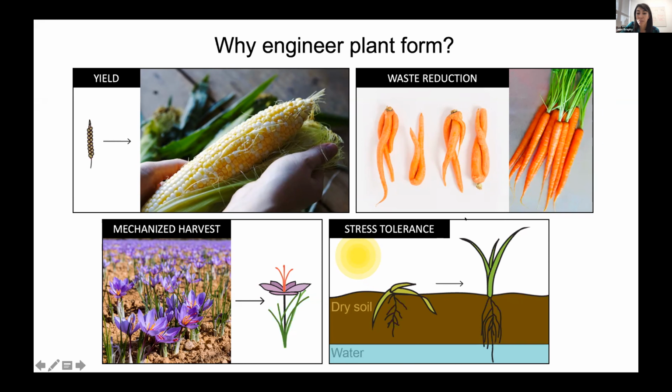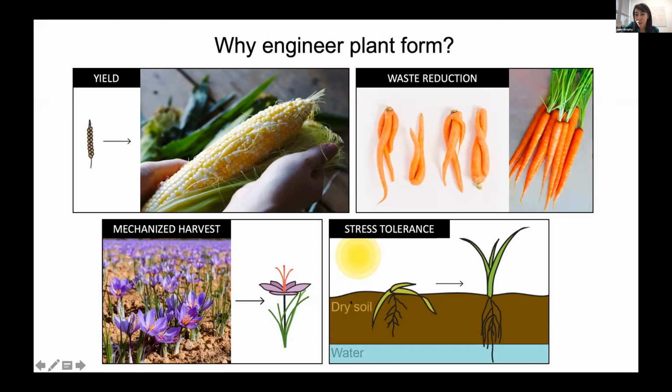And then finally, maybe most dear to my heart, is stress tolerance. If we can change the structure of the plant, we may be able to produce varieties that are robust to environmental stress. So this is an example in which a root system may be a little bit too short to reach water during droughts where the upper layers of soil have worn out or dried out. And if we can engineer the root structure to reach water that's deeper in the soil, we may have plants that are more robust to something like drought stress. Okay, so this is the why of engineering plant form.